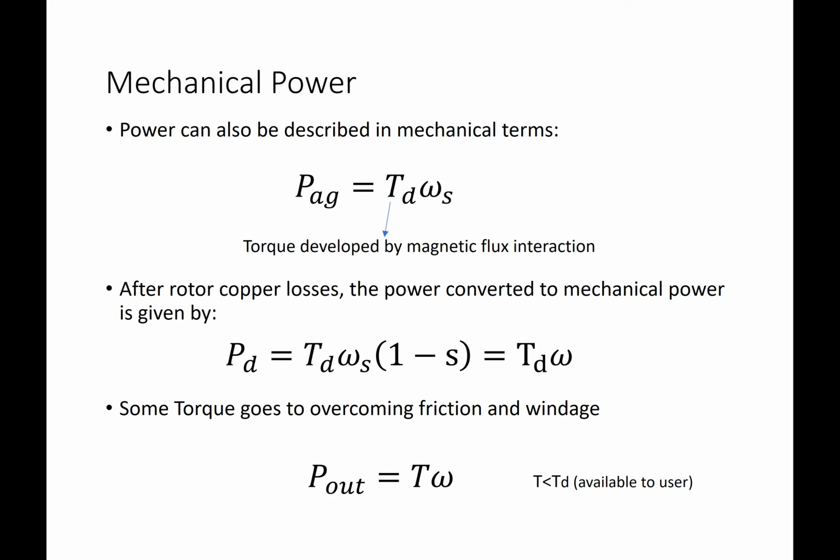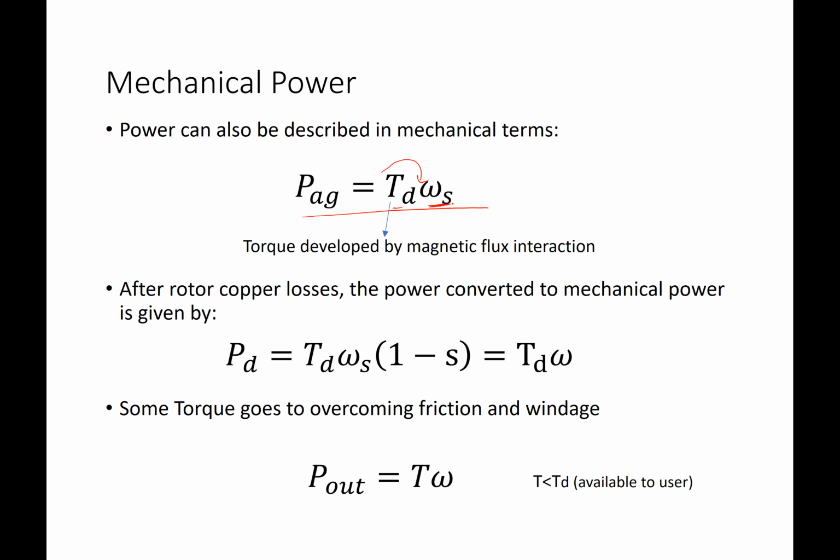So we described all the power so far in terms of the electrical parameters I and R, but we could also describe these in terms of T and omega. So that same air gap power, we could describe it using the developed torque, and this TD here is the torque developed by the magnetic flux interaction. Remember, the interaction of the magnetic flux gives us a force, and a rotating force is called a torque. So that is all this means here. It is the rotating force developed by the interaction of the magnetic fields.